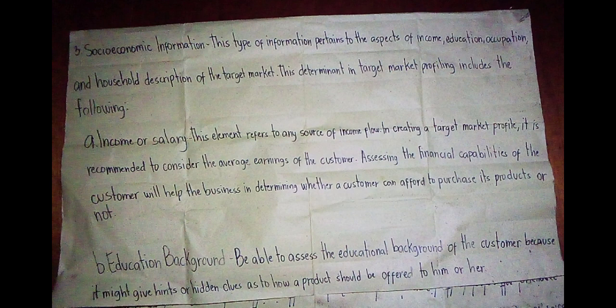Second, we have the educational background. Be able to assess the educational background of the customer because it might give hints or hidden clues as to how a product should be offered to him or her. So, education should be measured in single years, up to 5 or more years of college, and should also include the collection of information on whether the individual obtained a high school diploma or equivalent. Surveys should also collect information on degree attainment.